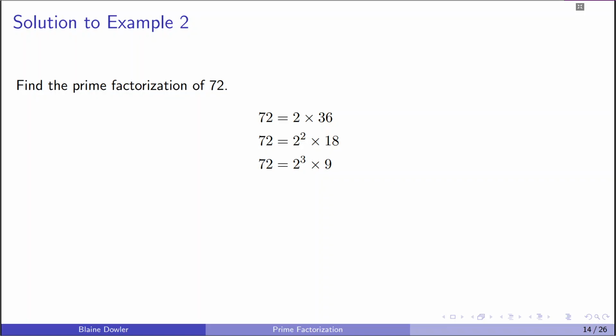So now 3 factors of 2 and a 9. 9 is a multiple of 3. In fact, it's 3 twice. When you pull out the first 3, we're left with 3. We combine that as 2 cubed times 3 squared. So here is our prime factorization of 72.